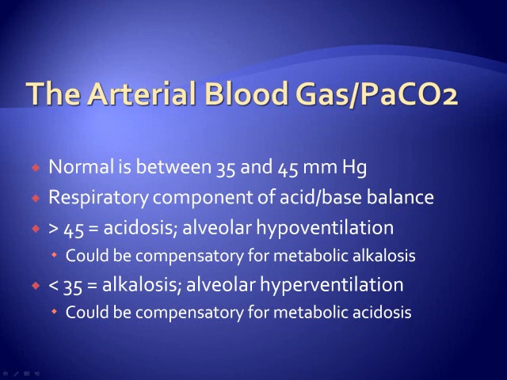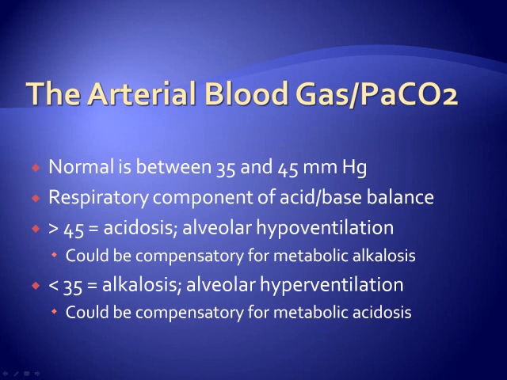Now, here is where the CO2 gets confusing. You may have noticed that a low pH was acidotic, a high pH was alkalotic. Well, here you're noticing that the CO2 does the opposite thing. A high CO2 is acidotic, a low CO2 is alkalotic. This is why we can't talk in terms of highs and lows. What we need to talk about instead is acidotic or alkalotic.